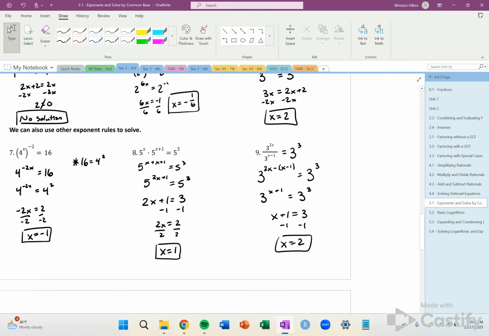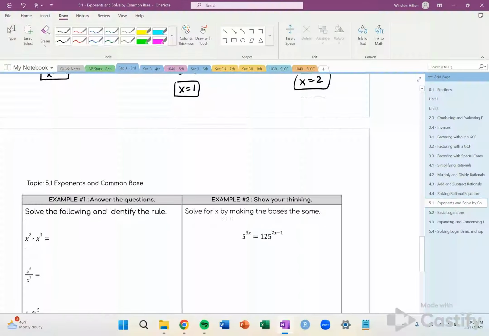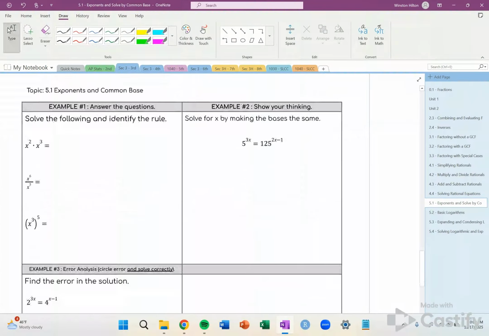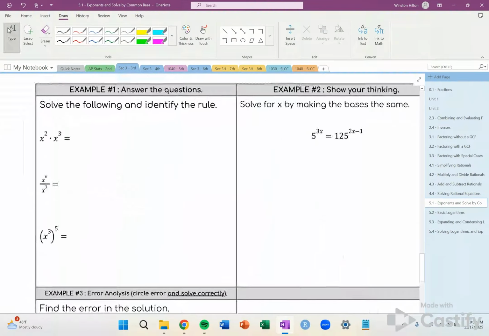All right. So flipping the page, let's go through this real quick. Solve the following and identify the rule. This is great practice for you guys. I'd recommend pausing the video here, trying this page on your own, and then coming back to check your answers, but you do you. I'm going to assume that you have taken my advice and paused the video.